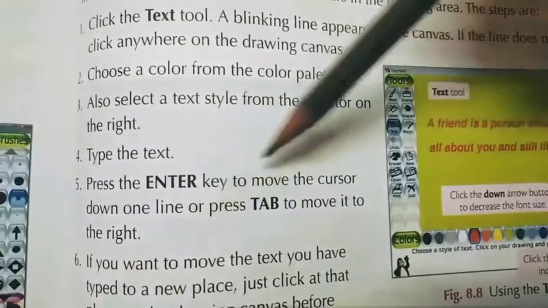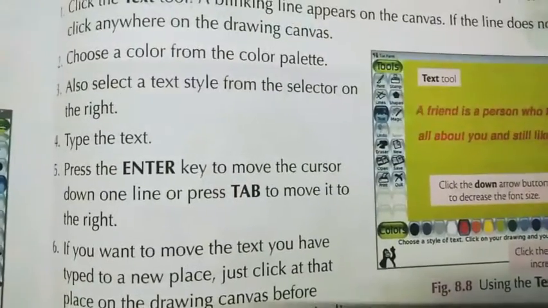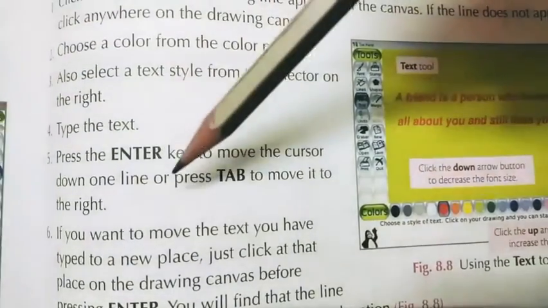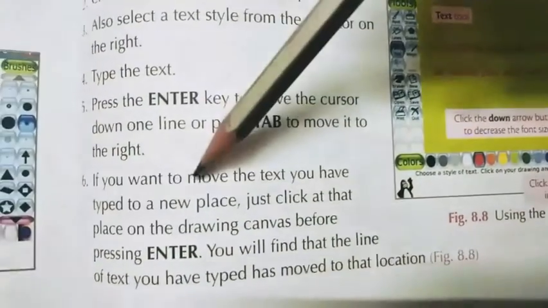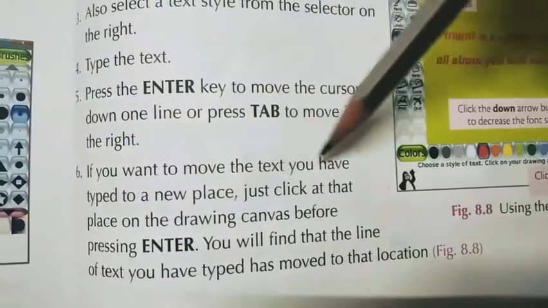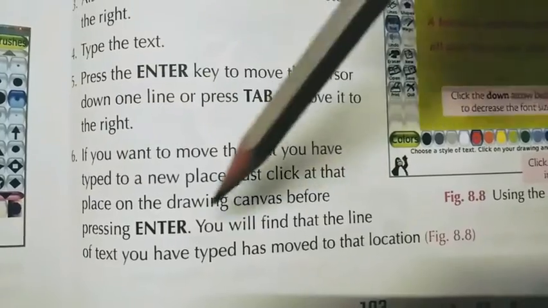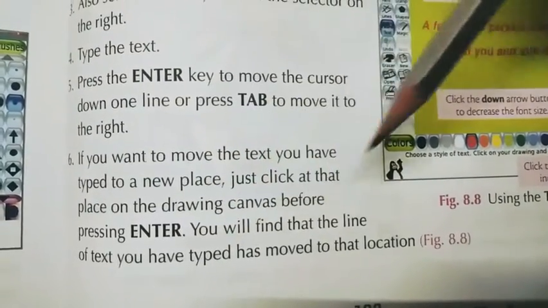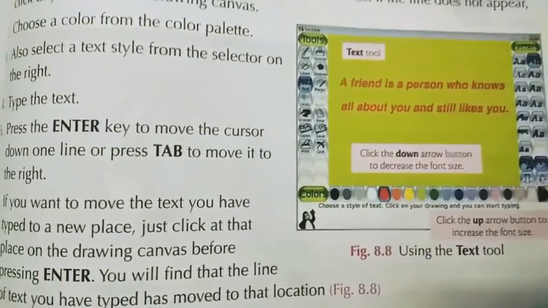Type the text. Press the enter key to move the cursor down. So when you press the enter key, the cursor will go to the next line, or press tab to move it to the right side. If you want to move the text you have typed to a new place, just click at the place on the drawing canvas before pressing enter. So you'll find the new line of text you have typed has moved to that location.